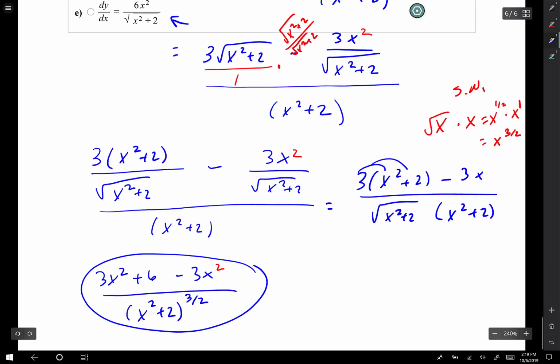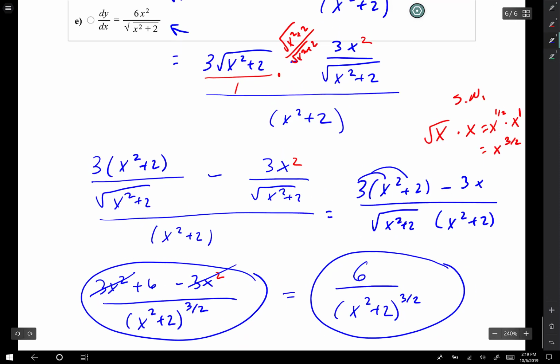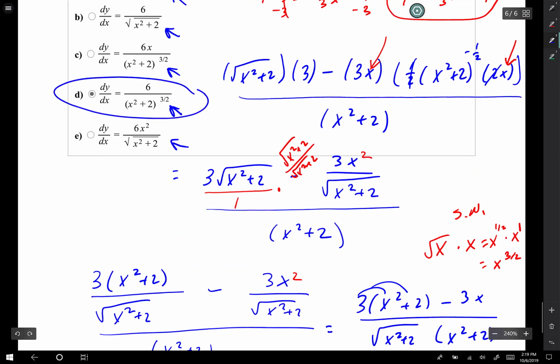All right. So now the 3x squared terms cancel out. And we have 6 over (x squared plus 2) to the 3/2. So my bad, guys. Hopefully that was kind of fun for you. Maybe you caught the error immediately. So sorry about that. But there it is. It's now fixed. And the correct answer is letter D.